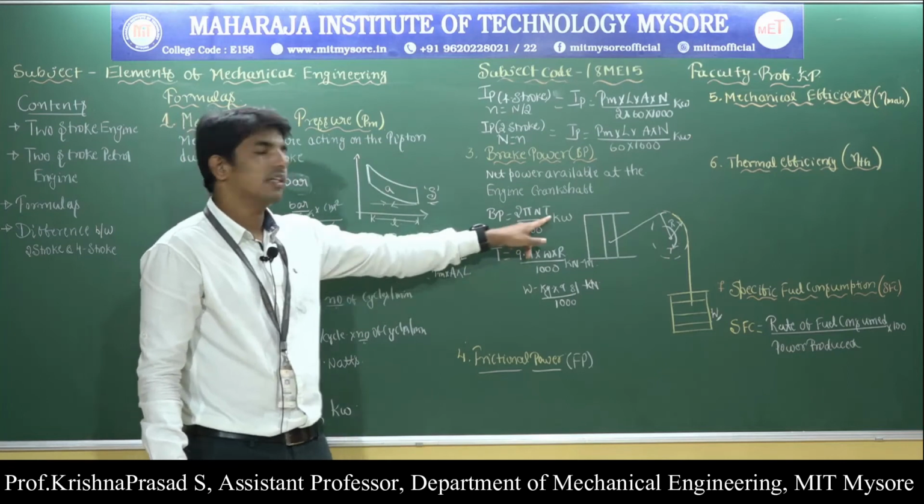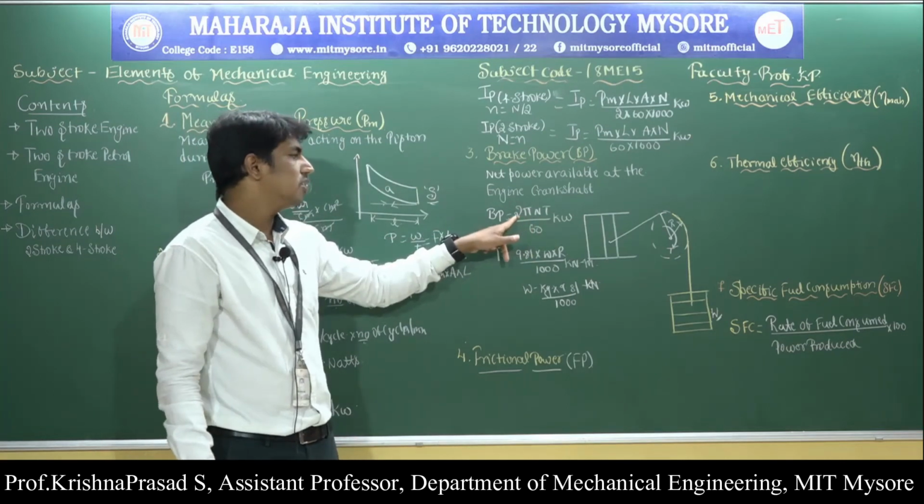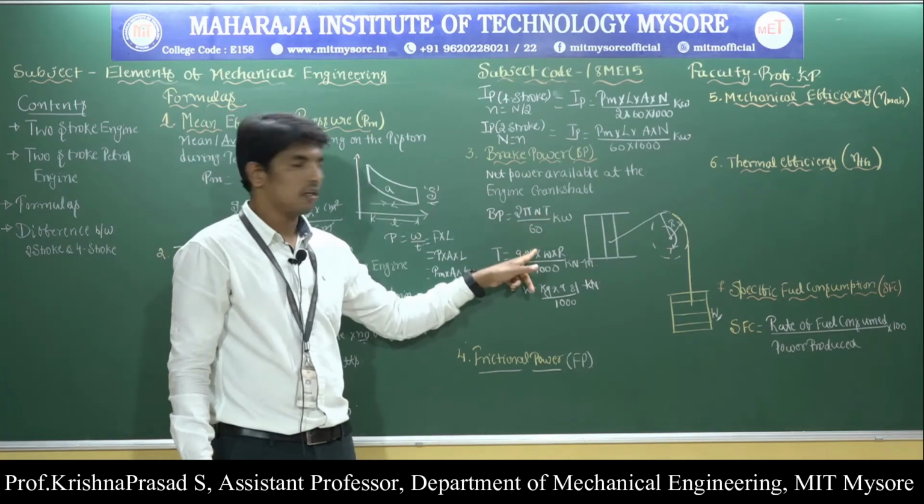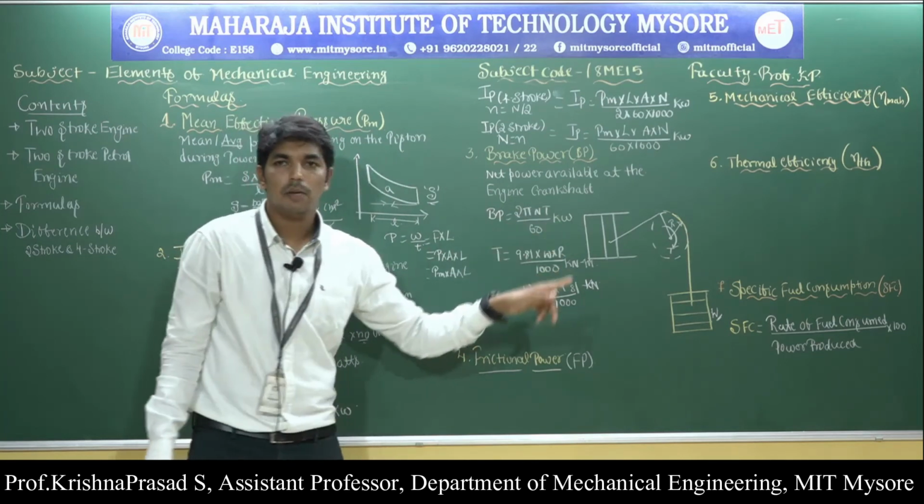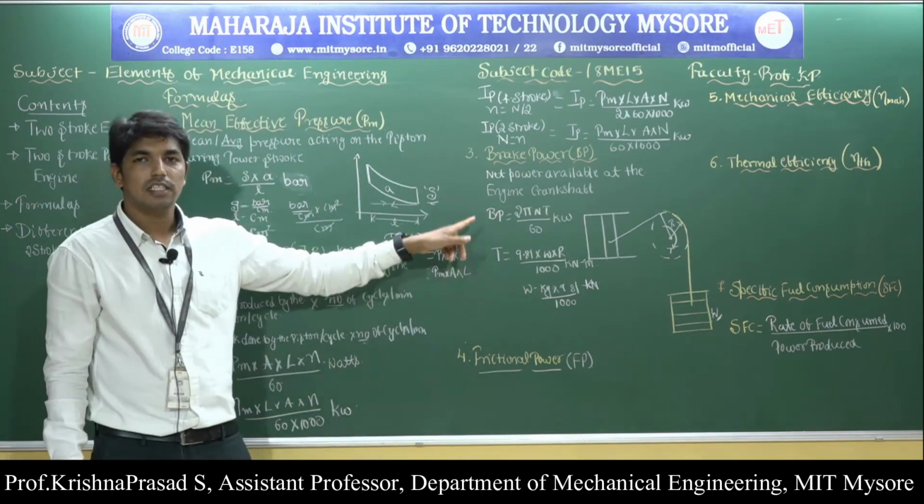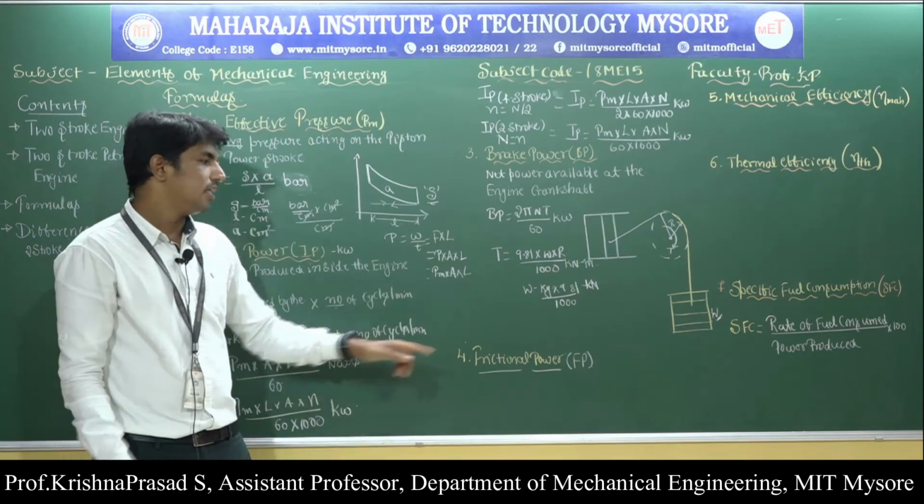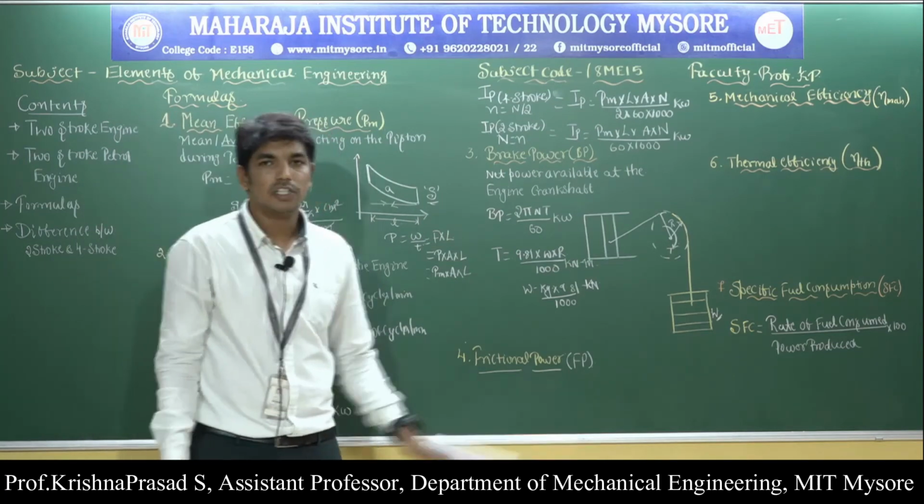Once we know the T, then apply the formula BP is equal to 2 pi Nt by 60. Okay, what is the N? N is nothing but engine crankshaft speed, that is in terms of revolution per minute. Last one, what is meant by the frictional power?